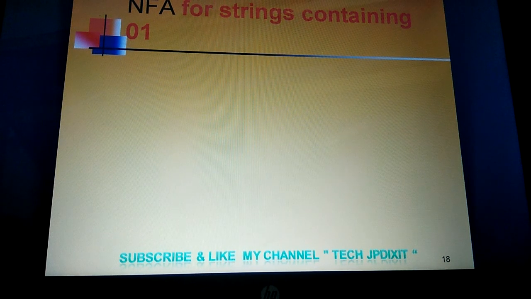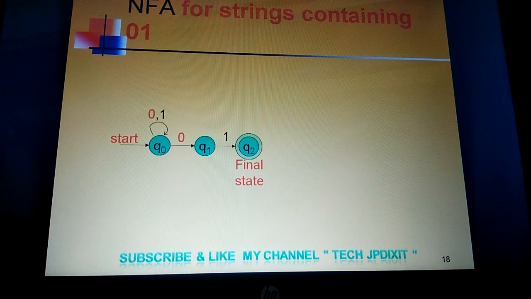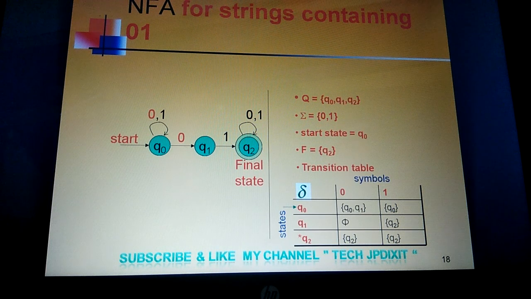Suppose we are constructing an NFA for 0, 1, kindly focus that at the same input the transition goes to different states, represented in the transition diagram and transition table. You can pause the video and understand the process of this.